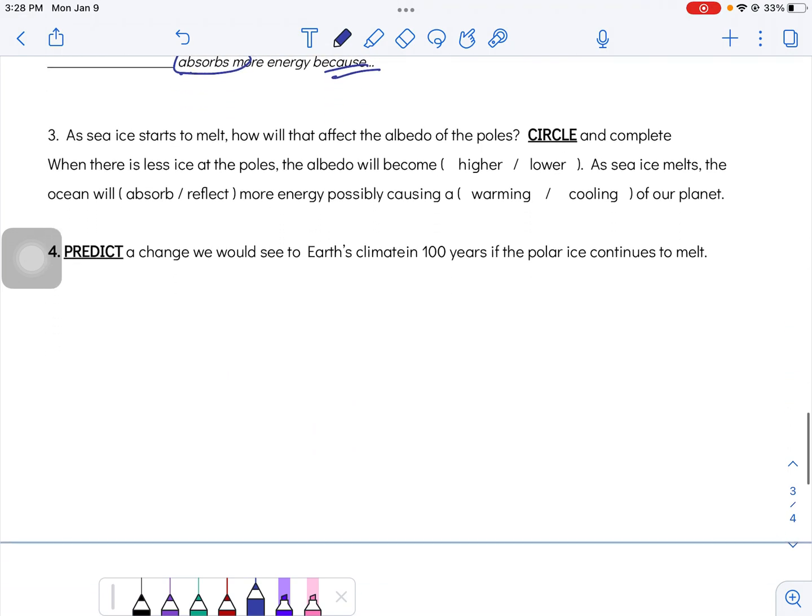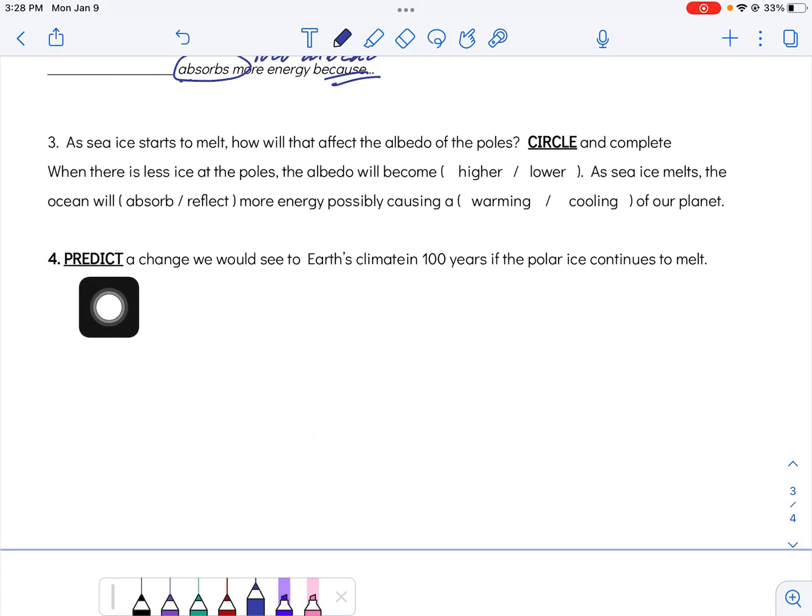The last two here are a simple circle and a predict. So thinking about as ice starts to melt, what's going on with albedo of the poles? So as we start to lose ice and we essentially have more open ocean, what's going to happen to our albedo? If there's more open ocean, will I have more albedo or less? Does that mean it's going to absorb or reflect more, causing what kind of impact to our planet?